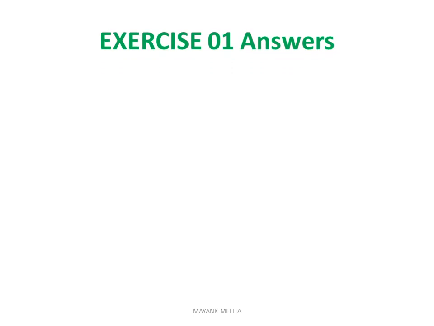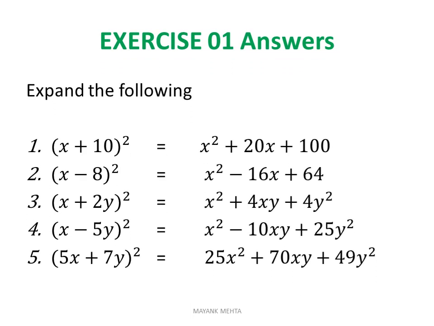So here are the answers of exercise 1. You will need to do (x+10)². So you will follow the identity and solve it. So these will be the answers. You can see two answers. You can verify with your answers how many are correct, how many are wrong, and where the mistake is. It should not be a positive and negative sign mistake. Make sure you follow the signs and the squares of terms very correctly.